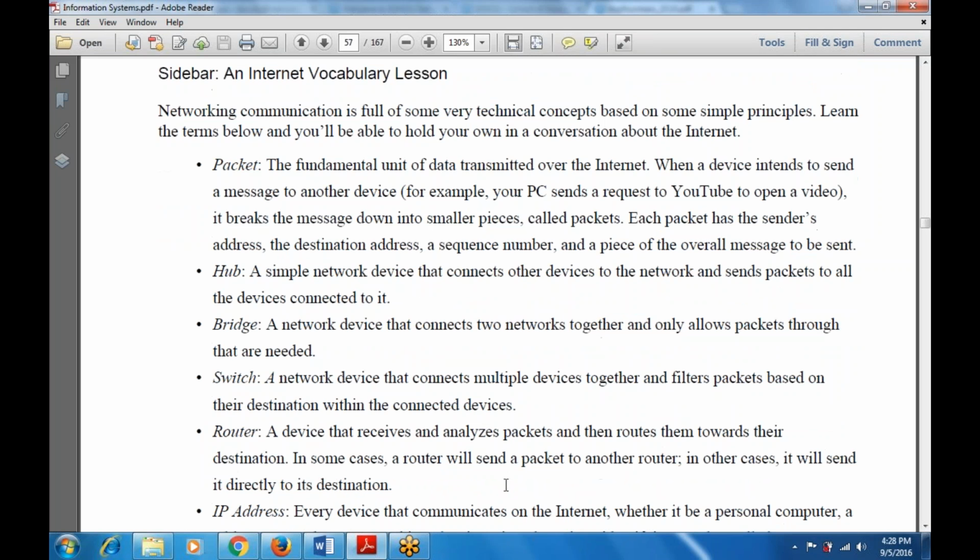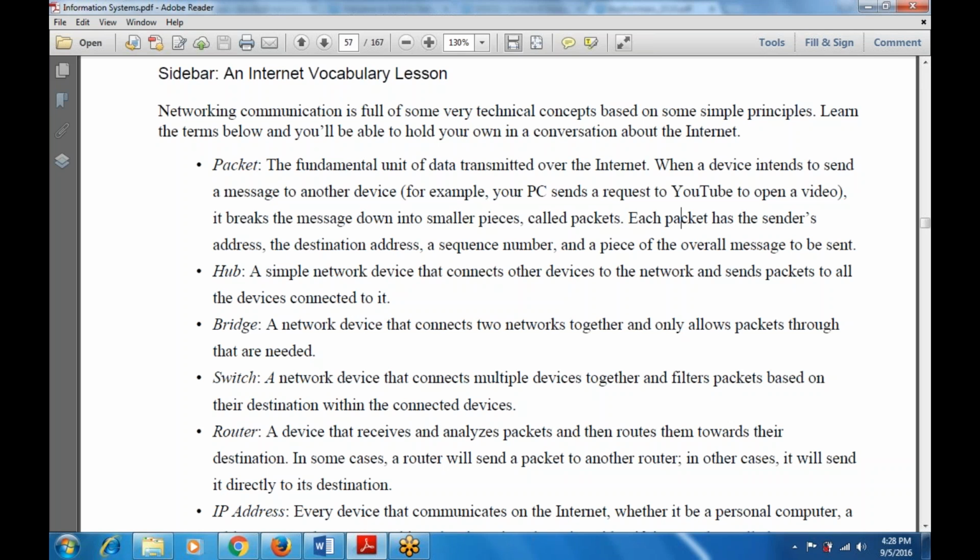The next one is a switch. It is also a networking device that connects multiple devices together and filters the packets based on their destination within the connected devices.